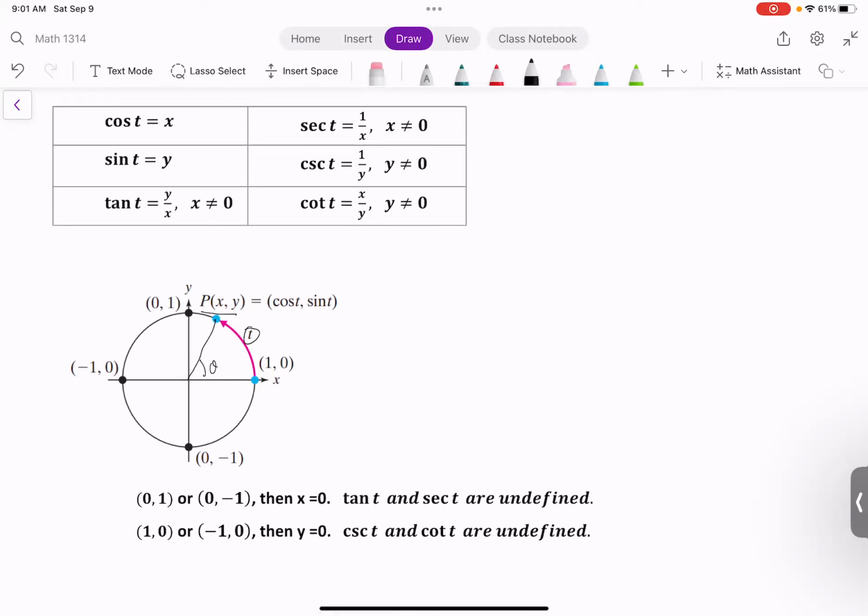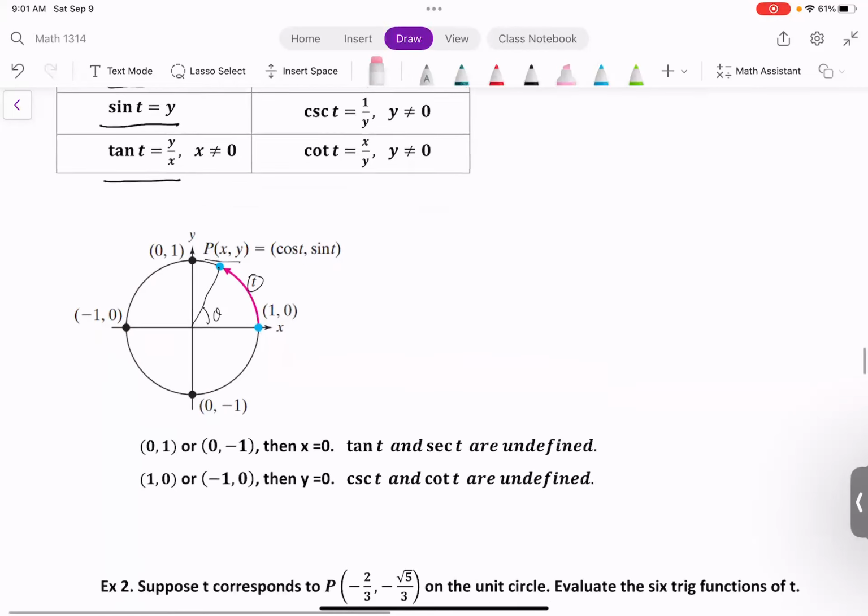All right, if cosine T equals x and sine T equals y, how about tangent T? Tangent T equals y over x, with x not equal to 0, because if it's 0, the fraction is undefined. And the reciprocals: secant T is 1 over x, cosecant T is 1 over y, cotangent T is x over y.